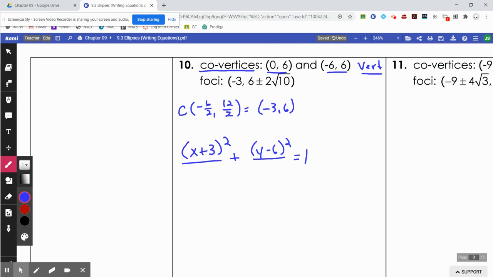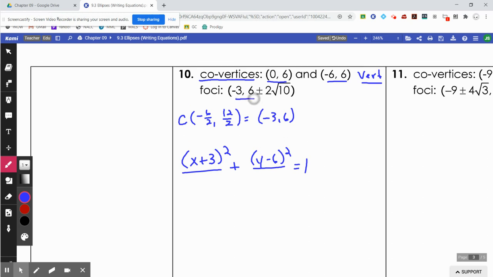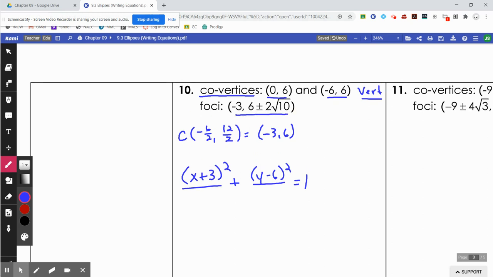The distance, now, again, anytime it's written in this form, it makes it a little bit easier. And we'll do that in a second. Let's do our B values first. B value is the distance from the center to a co-vertex. So the center was located here. The distance from there to a co-vertex is going to be a distance of 3.